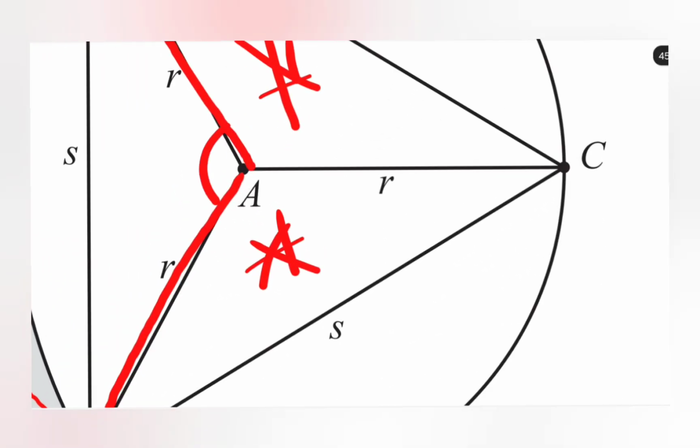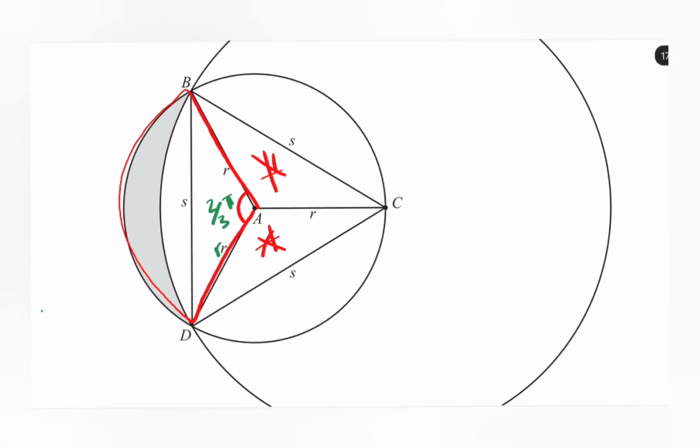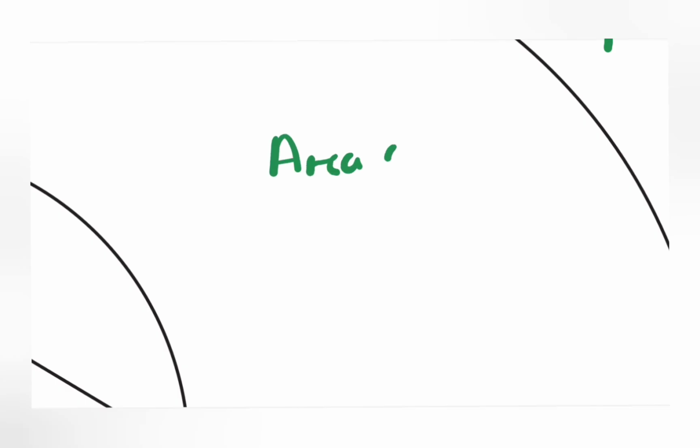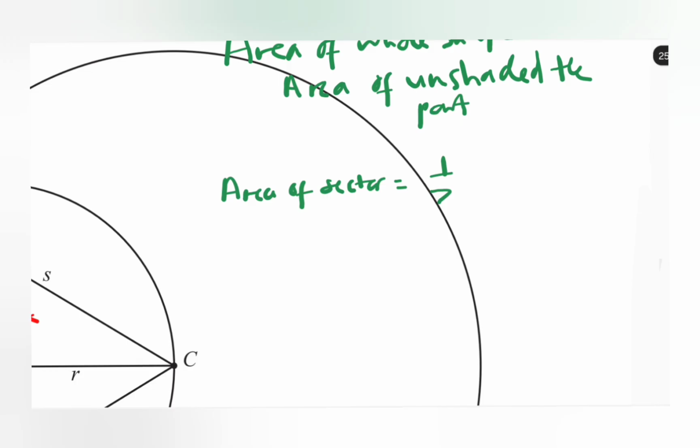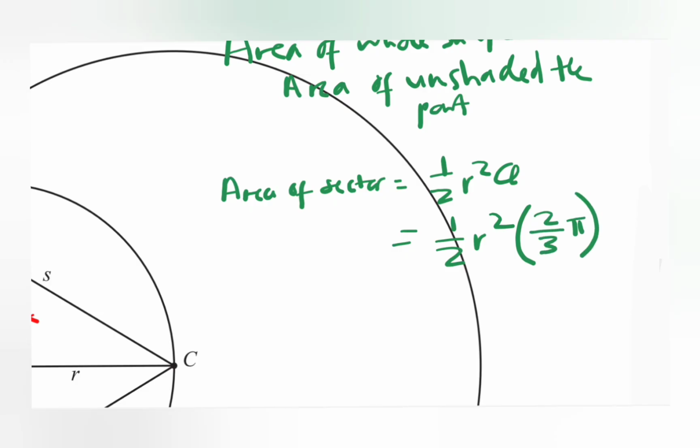So this angle, like we said, is 2/3 pi and the radius is r. To get the area of that sector, we're just going to use our half r squared theta. It'll be half, our r is r, so r squared, and our theta is 2 over 3 pi. That's going to give us r squared pi over 3.